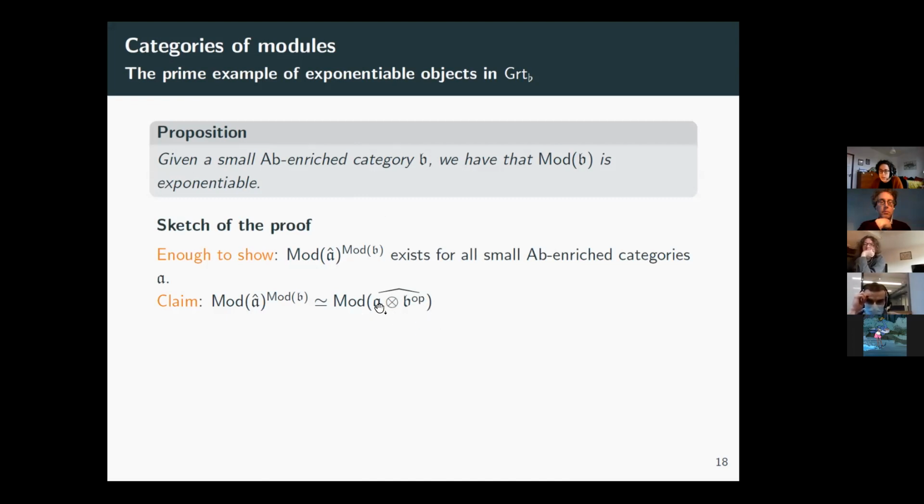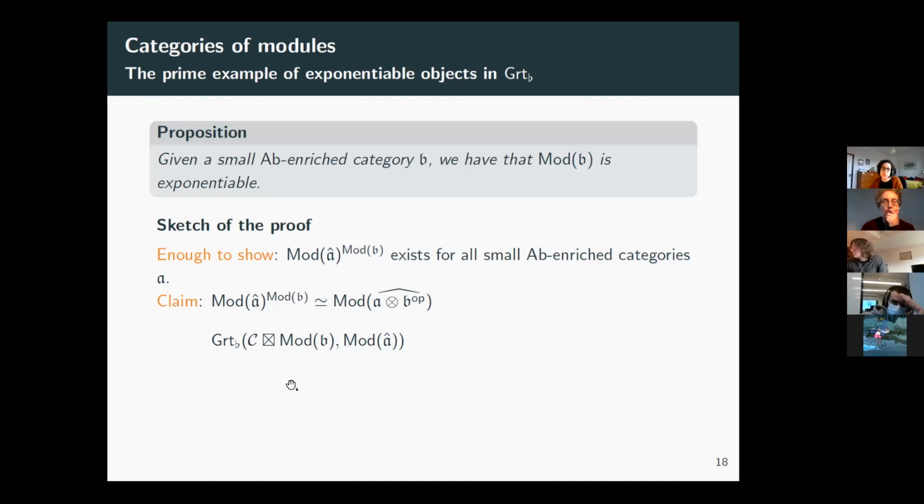This tensor is just the linear tensor product of linear categories, of up enriched categories. So its objects are just pairs of objects, and morphisms are tensor products of morphisms. And this is a monoidal structure in up enriched small categories with inner hom just the up functors. So the up enriched functors are like some sort of replacement of the Cartesian product of small categories. So let's prove this claim.